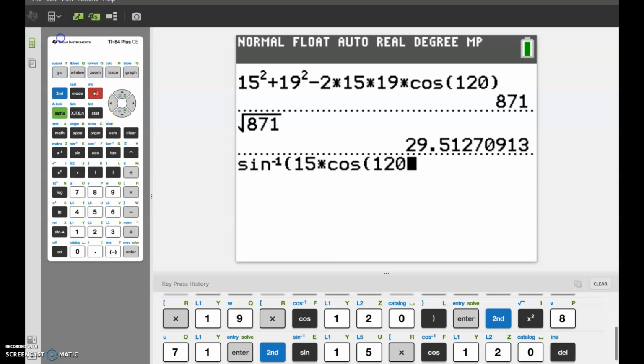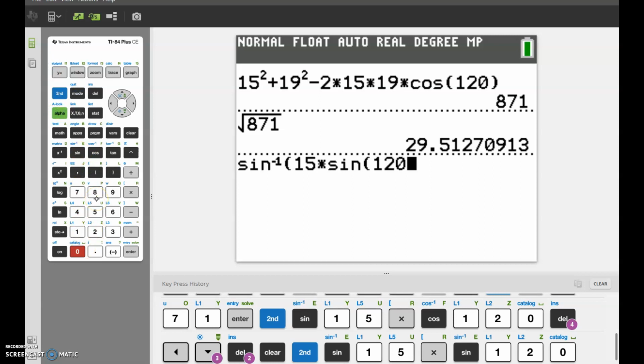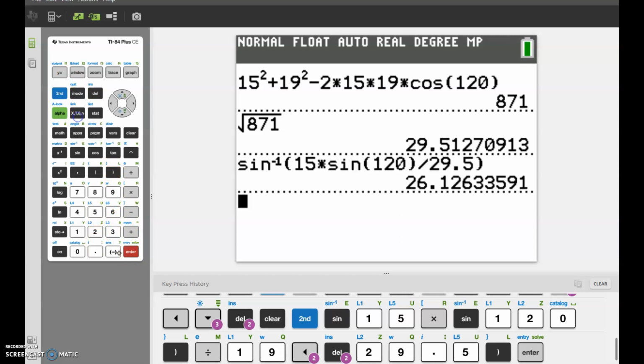Nope. Sorry. All right, sorry about that. Inverse sine of 15 times the sine of 120 degrees. Remember, you have to close the parenthesis after that 120 or you ruin your order of operations. And then that was divided by... Did I plug this in wrong? Hold on. Sorry. Divided by 29.5 and my parenthesis. So now to the nearest degree, my missing angle measure, the measure of angle C would be 26 degrees.